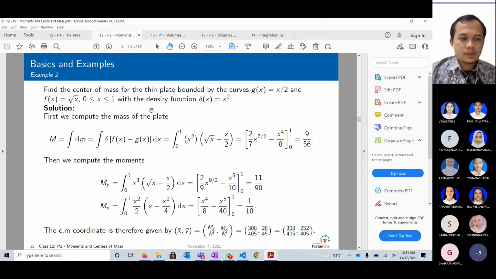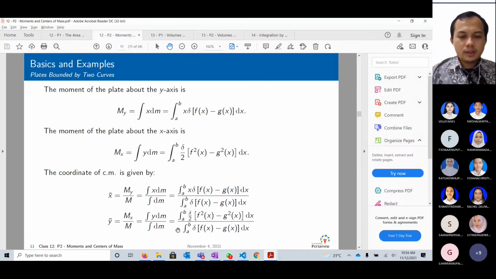For example, center of mass for the thin plate bounded by the curve g(x) equal to x squared and f(x) equal to square root of x from 0 to 1 with the density function delta(x) equal to x squared. First, we compute the mass of the plate. The mass formula is the bottom one. M is integral dm, which is integral from a to b of delta times (f(x) minus g(x)) dx.